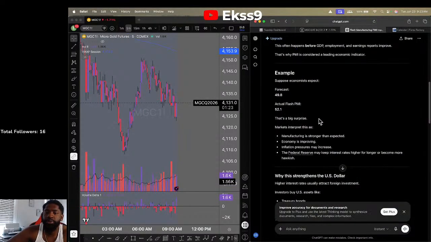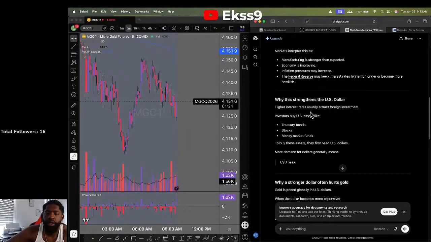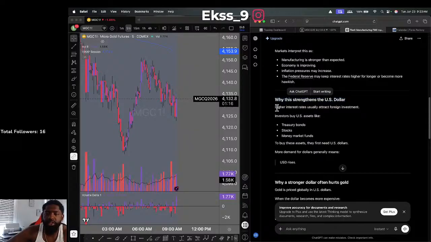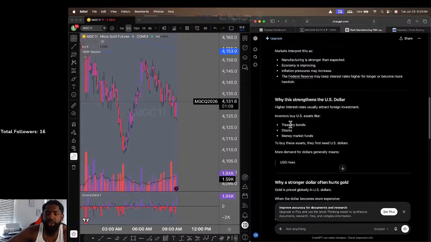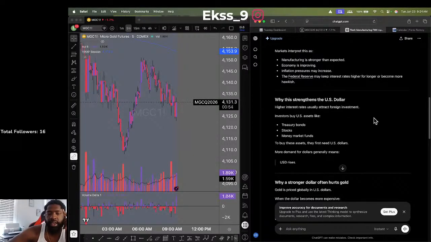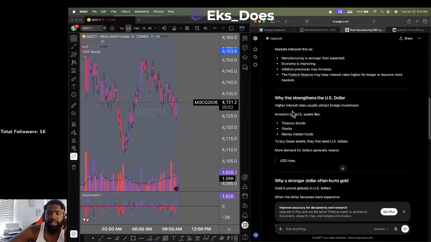So as far as this specific report, it says, why does it strengthen the US dollar? It says higher interest rates usually attract foreign investment. Investors buy US assets like treasury bonds, stocks, and money market funds. To buy these assets, they first need US dollars. More demand for dollars generally means the US dollar rises. Damn, okay, that makes so much sense. So it says higher interest rates attract foreign investment.